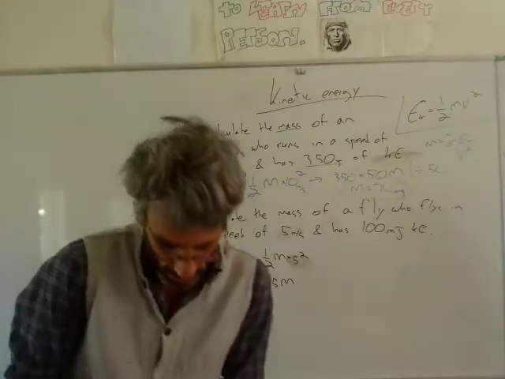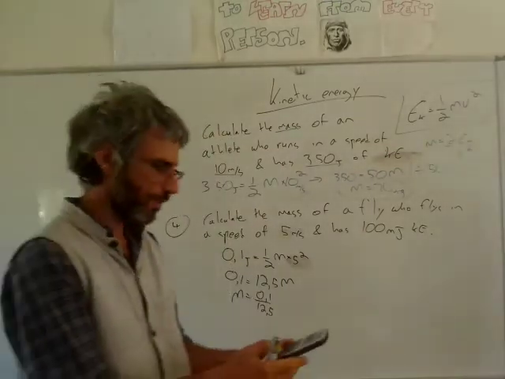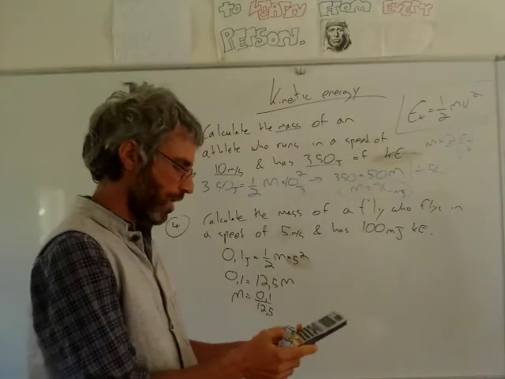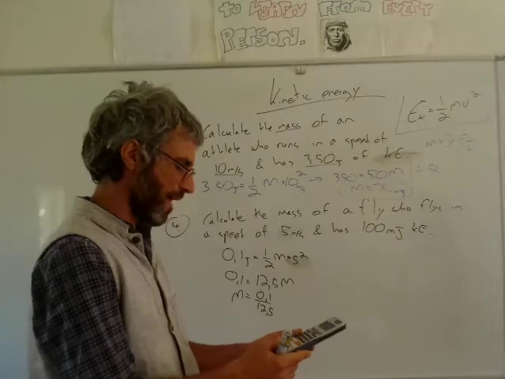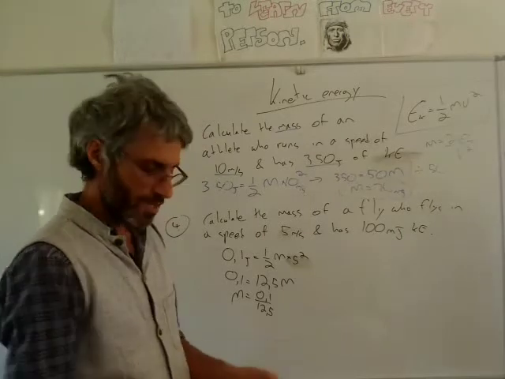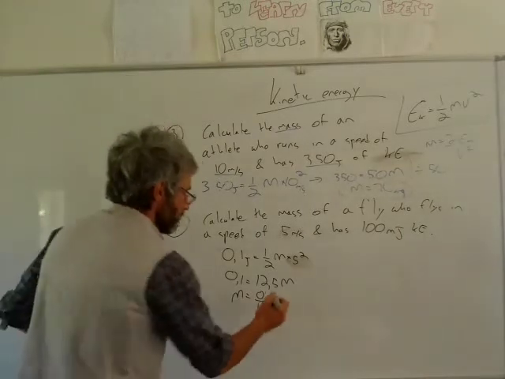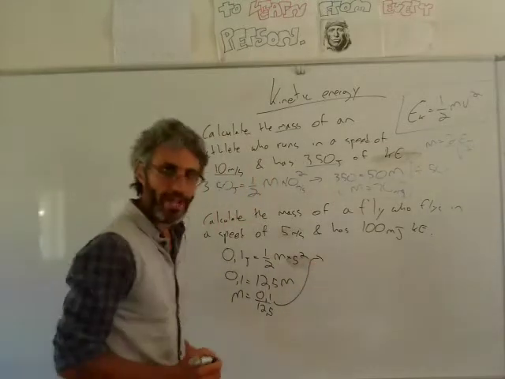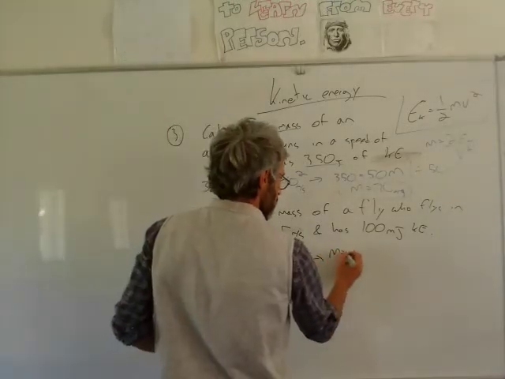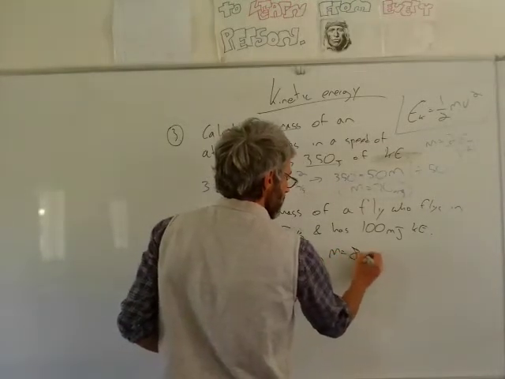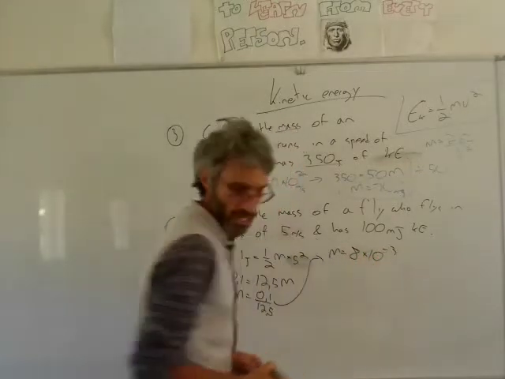I'll need a calculator here. Okay, so 0.1 divided by 12.5. The answer is, okay, you already know how to read that. My calculator says it's equal to 8 times 10 to the power minus 3.